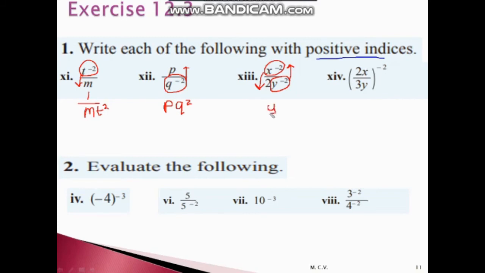Next one, there is a bracket, 2x over 3y within brackets. In the whole power you have to get the 2 to the power x over 3 to the power y fraction. In that power you have to get the power with index minus 2. So separately put the index for the numerator and the denominator. Then you can write as 2x to the power minus 2, 3y to the power minus 2.